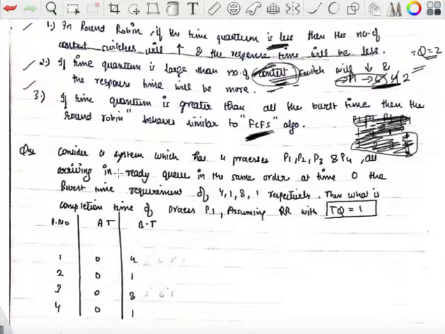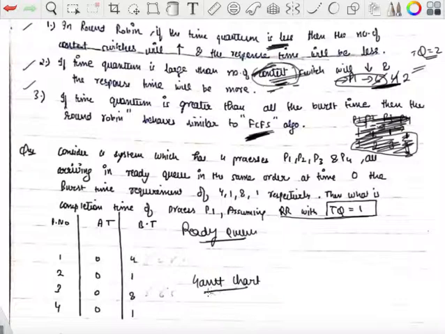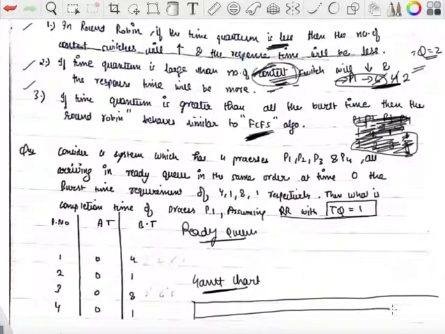Let's see one question here. This is also probably a GATE question. Consider a system which has four processes P1, P2, P3, P4. All of them arrive in the ready queue in the same order at time 0. The burst time requirement is this. What is the completion time of process P1, assuming round robin with a time quantum of 1 unit? So your working remains the same. Make the ready queue, and below it make the Gantt chart. Your analysis should be correct always, then only is there some chance for you to get the right answer, right? Let's make the Gantt chart.